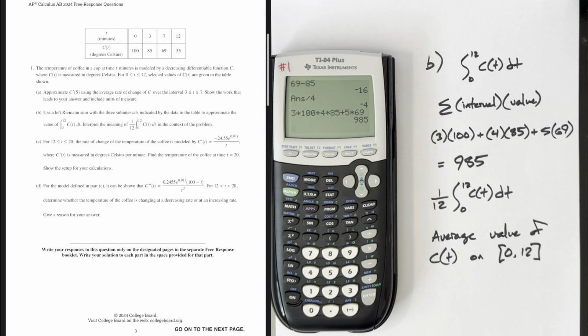You could also say it is the average temperature of the coffee in the cup over this interval from 0 to 12. However you put it, as long as you say it's the average value of c of t, I think you should be all right. But hopefully that makes sense, testing our Riemann sums and our understanding of average value.